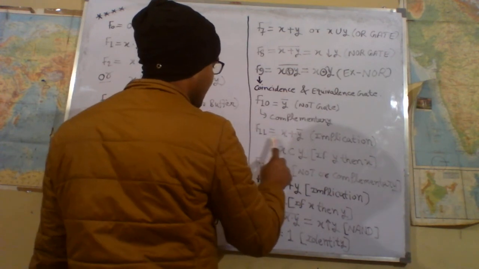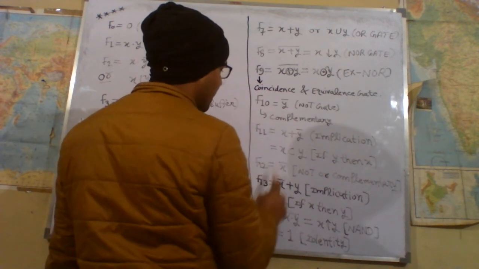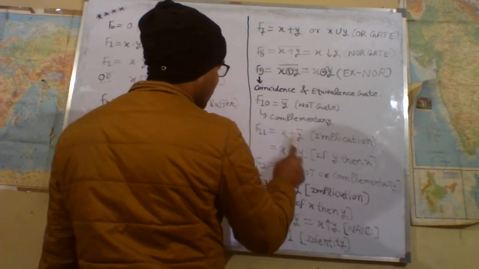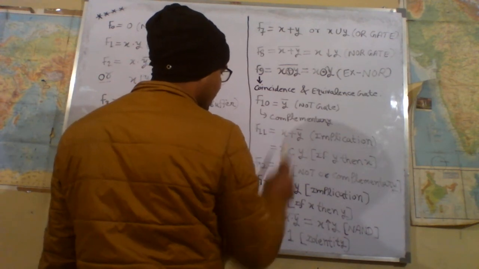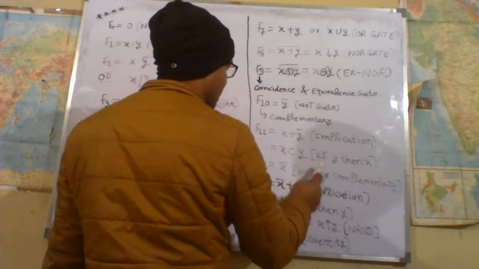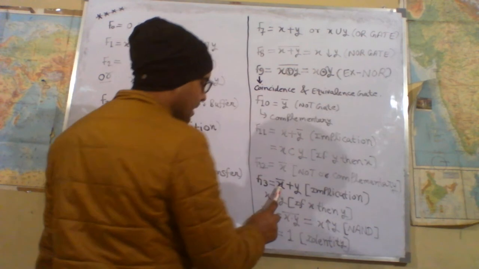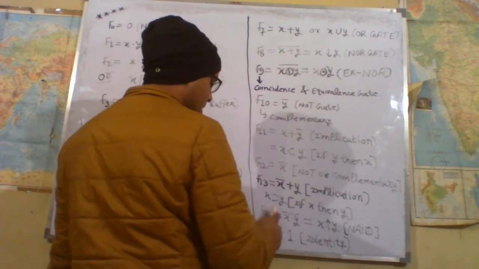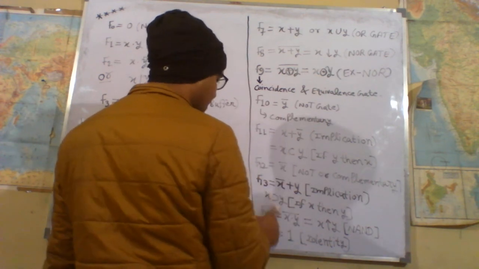Next is F11, that is x or y bar. So it is implication as well as x bar or y. These two are implication examples: x or y bar, or x bar or y implications. Next is, and how to pronounce this? If y then x, and if x then y. These two are the other representations of the same thing.